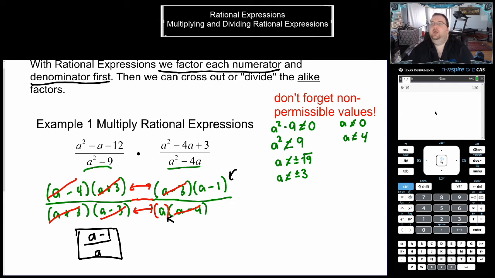So that's it. Don't make the mistake of simplifying out to get this and then doing your non-permissible values. Do your non-permissible values first. Because if you had gone to this point and then did the non-permissible values, the only non-permissible value you would have found is a cannot equal 0. But that's not the only one that exists. A cannot equal 0, a cannot equal 4, and a cannot equal plus or minus 3. So there's actually 4 non-permissibles, not 1. So be careful about that.